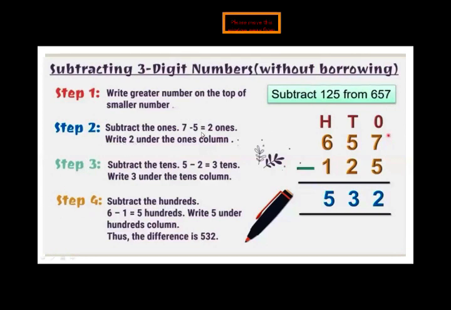Okay. Now see, subtract 125 from 657. So you write 657 above and 125 below. So starting from ones, 7 minus 5, 2. Now come to tens, 5 minus 2, 3. Come to hundreds, 6 minus 1, 5. So your difference is 532. This is 1 digit, 2 digit and 3 digit subtraction.